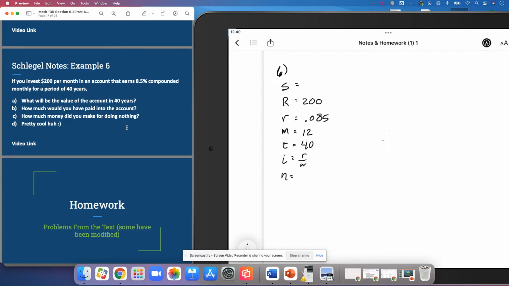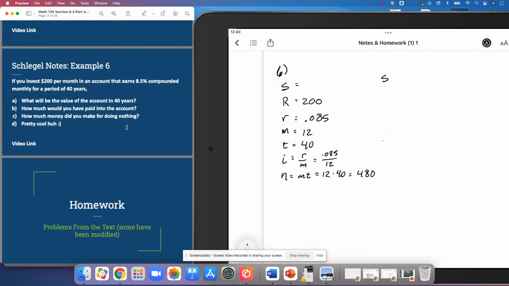I is R over M, N is MT. So we've got 0.085 over 12, and 12 times 40. So that's going to be 480. And we have 0.085 over 12. Let's take a look at that with the calculator. It's going to be a repeating decimal, so I am not going to use the decimal. I'm going to go ahead and leave it as a fraction.